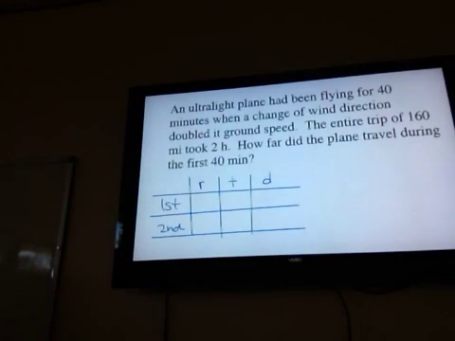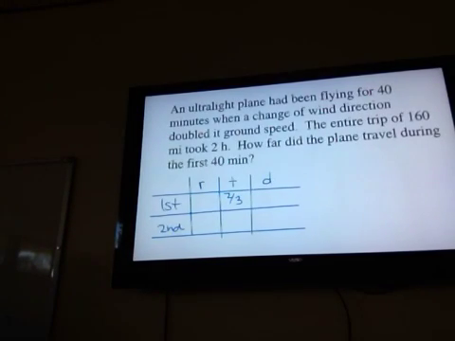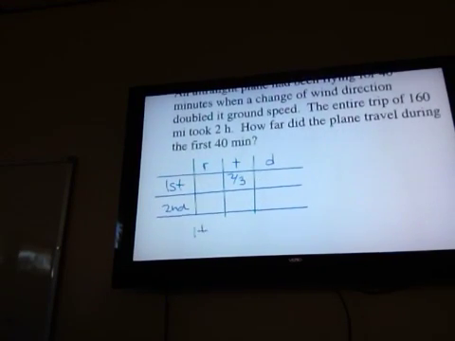Okay, an ultralight plane had been flying for 40 minutes. So 40 minutes is how much of an hour? 2/3. So the first part is 2/3 of an hour. When a change of wind direction doubled its speed, the entire trip of 160 miles took 2 hours. So if the first part of the trip is 2/3, then the second part of the trip is how long? 1 1/3, or as an improper fraction, we're going to make that 4/3.